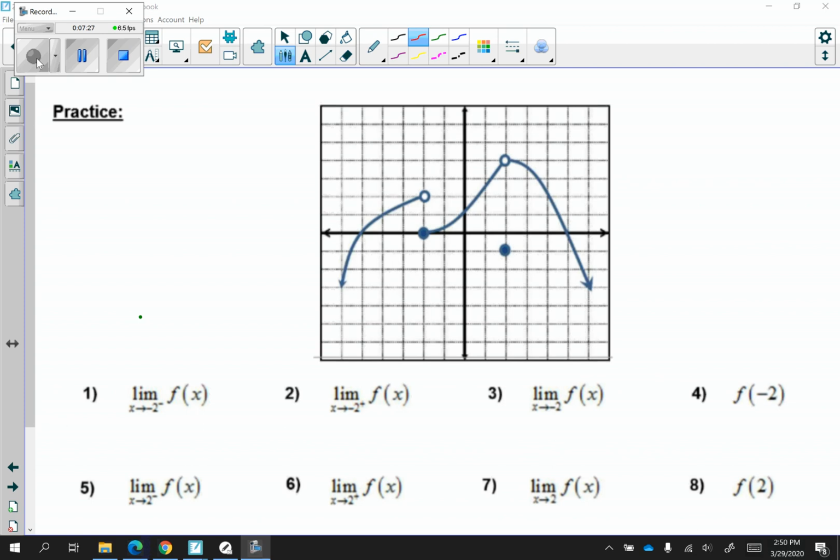Next, we have a new graph and questions. Let's look at number 1. The limit as x approaches negative 2 from the left. Here's negative 2, but from the left is here, so that would be 2. What about approaching negative 2 from the right? That seems to be approaching 0. The limit as x approaches negative 2 from the left and from the right do not match, so therefore it does not exist. And then f of negative 2, I look for my closed circle, which would be 0.